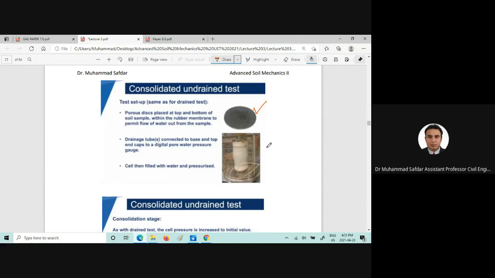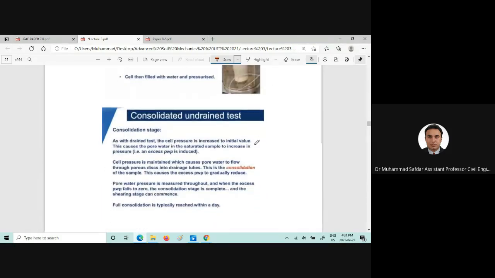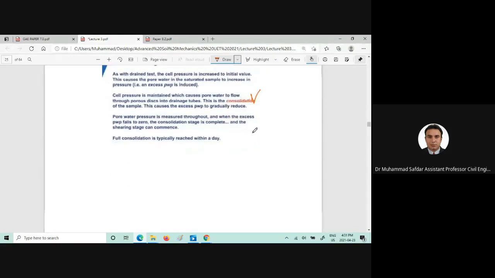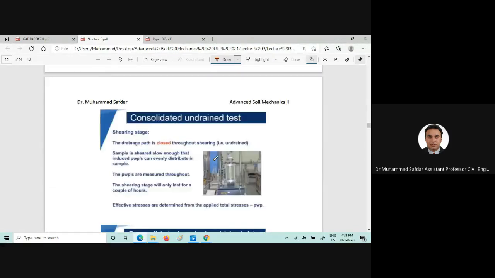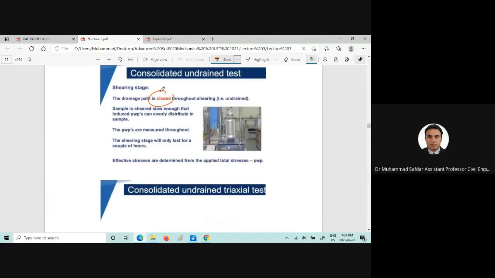Again, we need porous stones and the drainage lines. We consolidate the specimen. The valve is closed, so it was open in the consolidated drained condition, and in the consolidated undrained condition, this valve is closed. Pore water pressures are measured. So the shearing stage will last for a couple of hours, and that is dependent upon the strain rate.